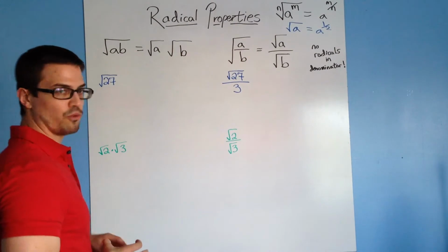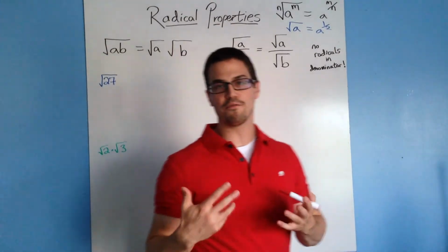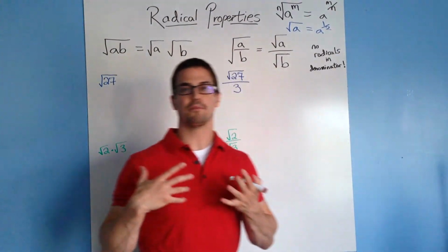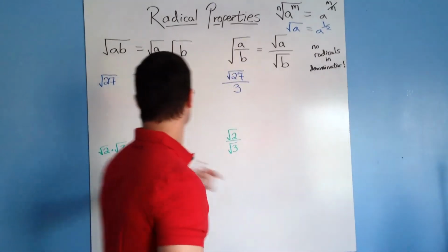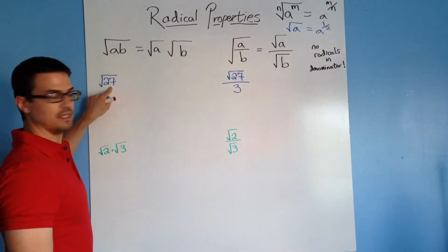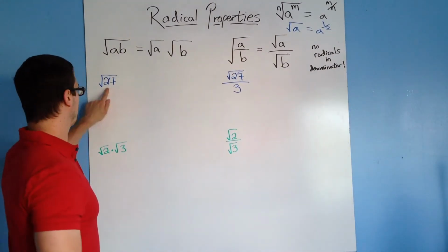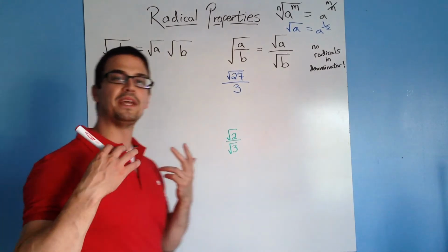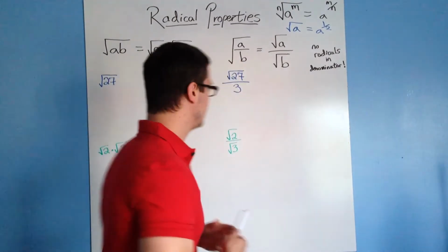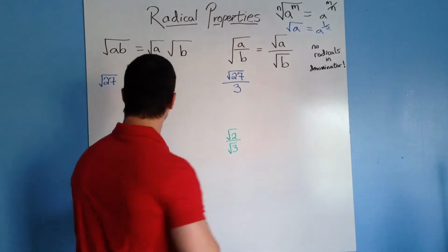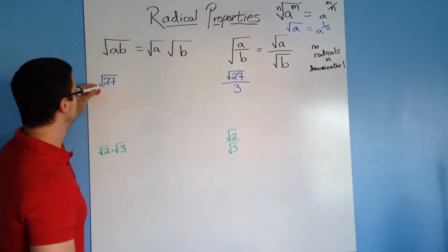So we have root 27. Whenever you solve these kind of problems, you want to look for the perfect square that this number is divisible by. In this case, root 27 will be divisible by root 9, which is a perfect square of 3. So I'm going to break it down like so.